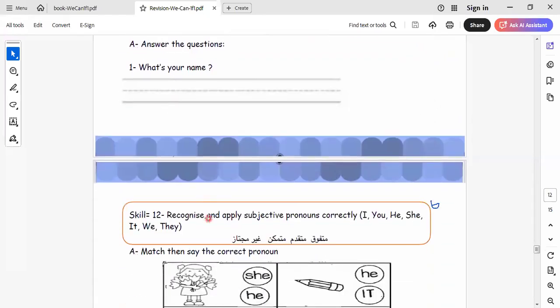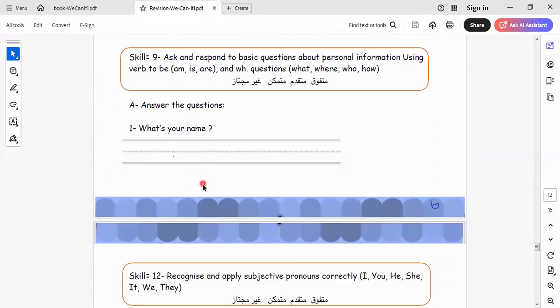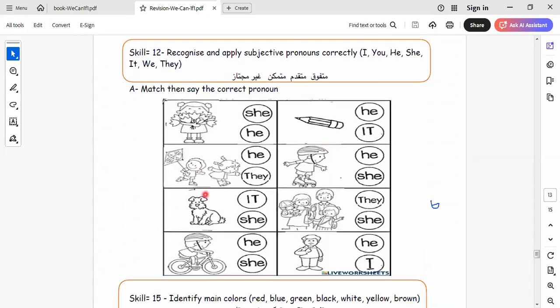Here we say, what's your name? In this space we write your name. Here are the pronouns he or she. In this picture there is a girl or a boy. Girl, so we say she. Here is something, we say it.